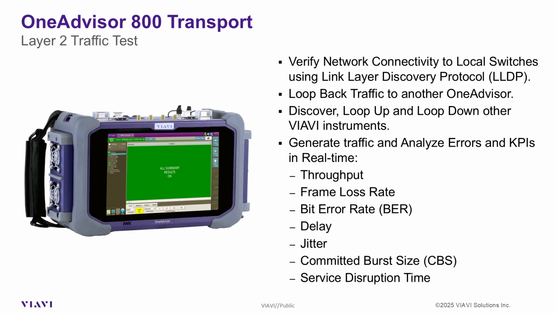The test can be used to verify network connectivity to local switches, loop back traffic to another test instrument, discover, loop up, and loop down other Viavi instruments, generate traffic, and analyze network performance in real time. Key performance indicators include throughput, frame loss rate, bit error rate, delay, jitter, committed burst size, and service disruption time.